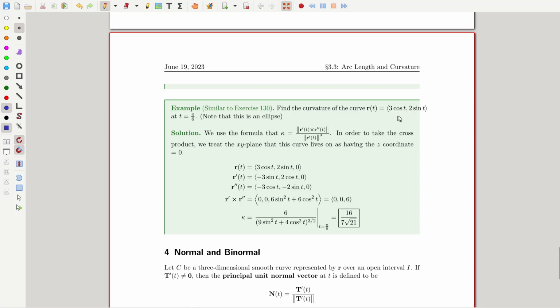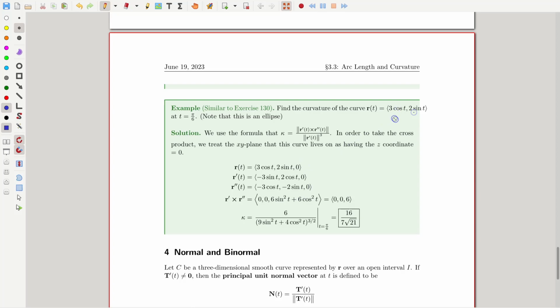In parentheses, it's given to you that this curve is an ellipse. Hopefully that's also something that you could spot. When the two numbers in front of cosine and sine are the same number, you're parameterizing a circle. When they're different numbers, you have a squashed circle, aka an ellipse.